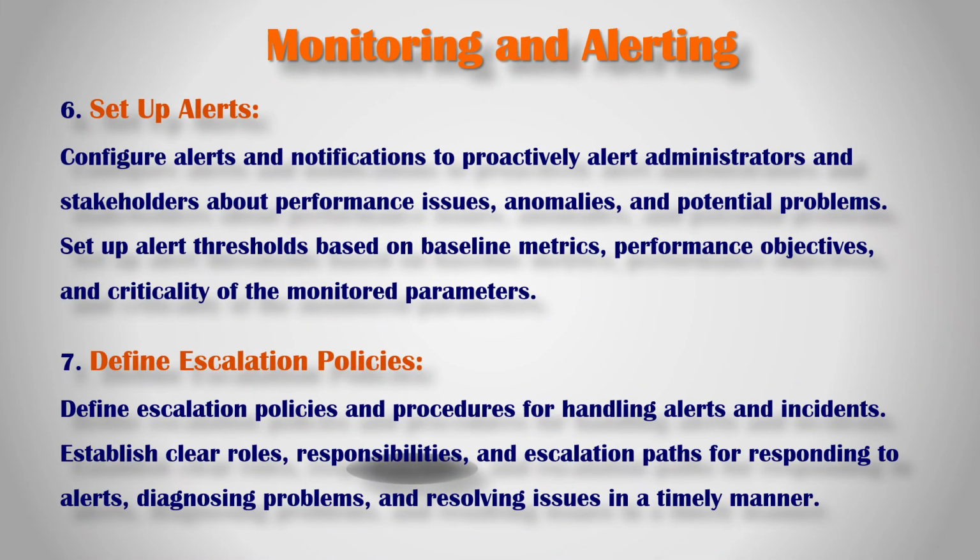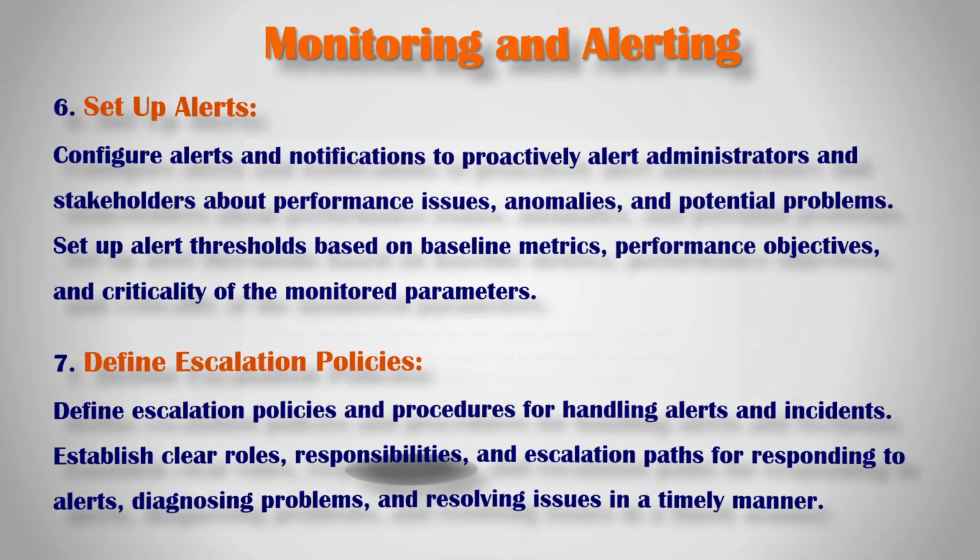6. Set up alerts. Configure alerts and notifications to proactively alert administrators and stakeholders about performance issues, anomalies, and potential problems. Set up alert thresholds based on baseline metrics, performance objectives, and criticality of the monitored parameters. 7. Define escalation policies. Define escalation policies and procedures for handling alerts and incidents. Establish clear roles, responsibilities, and escalation paths for responding to alerts, diagnosing problems, and resolving issues in a timely manner.